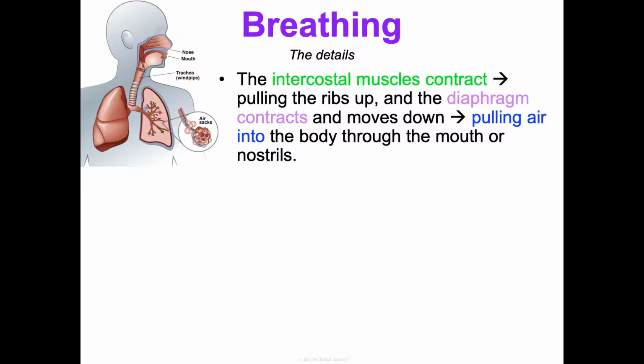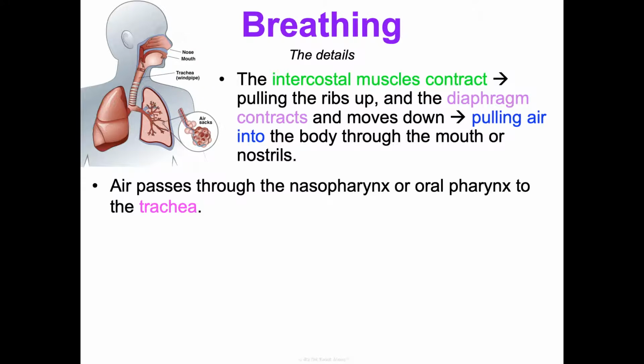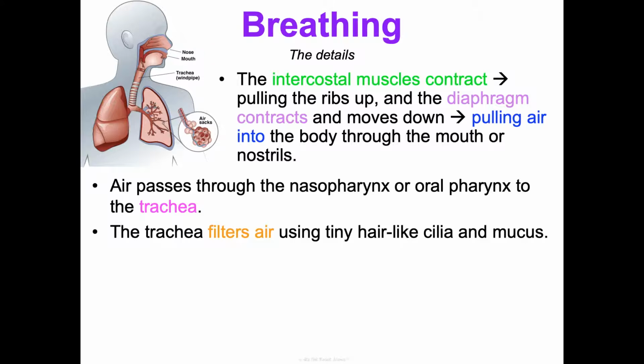And that pulls air into your body, and it's going to come in through your mouth or your nose, because you can breathe in through your mouth or your nose. That air is then going to pass through the pharynx. So if it's coming through your nasal cavity, it'll go through the nasopharynx. If it's coming through your mouth, it'll go through the oral pharynx. And then it'll eventually go down our larynx and get to our trachea or windpipe.